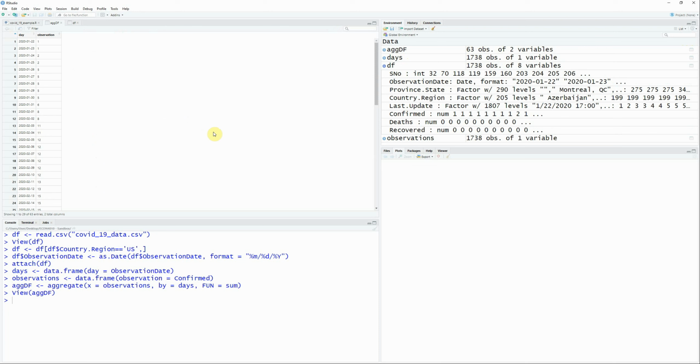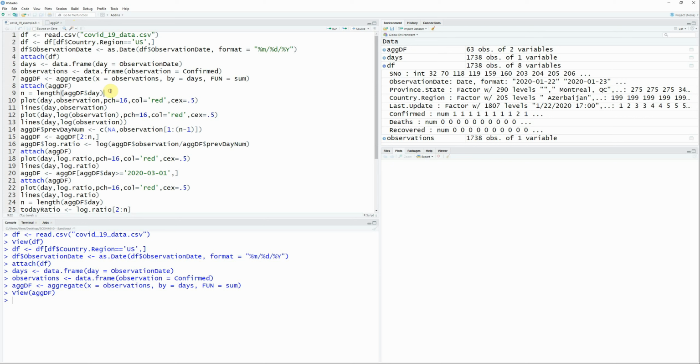If I look at that, now that's a summary of our original data set. It has the dates here, starting from January 22nd, when the first observation was recorded in the United States, and then goes up to March 24th, which is as recent as the data is, at 53,740 cases. So let's get the number of observations. I have 63 observations.